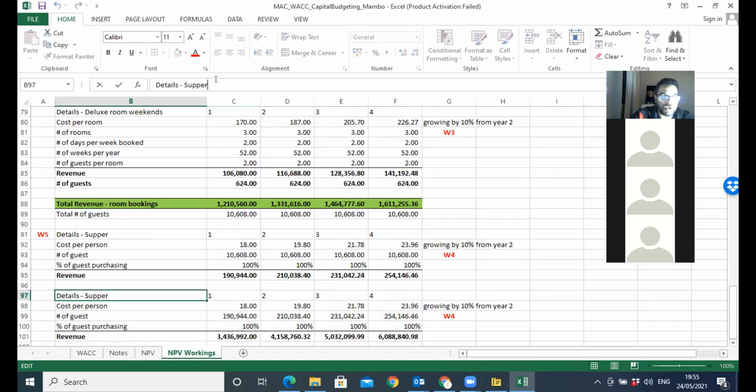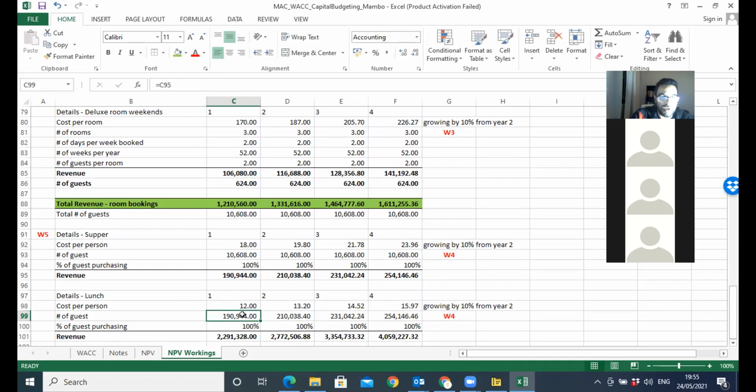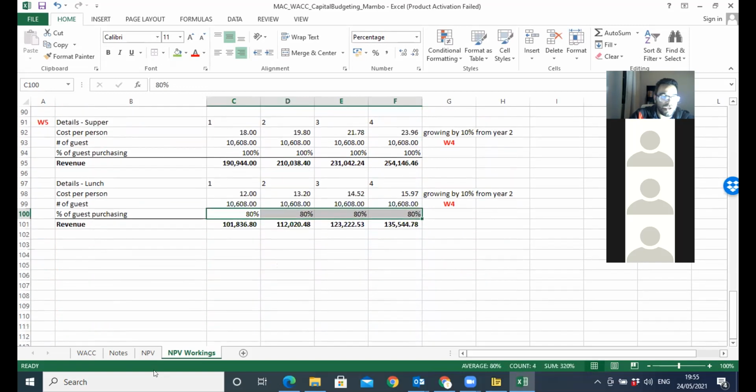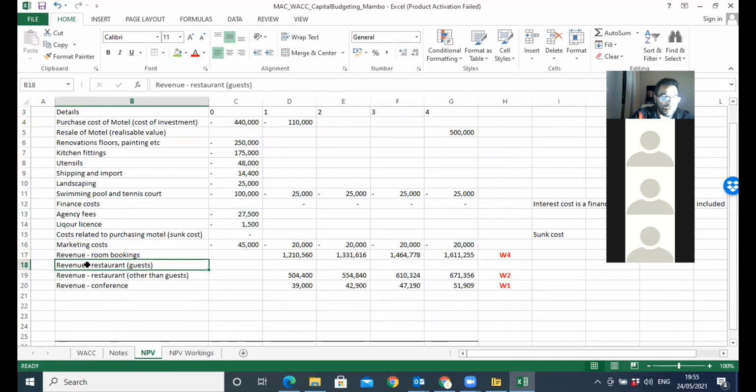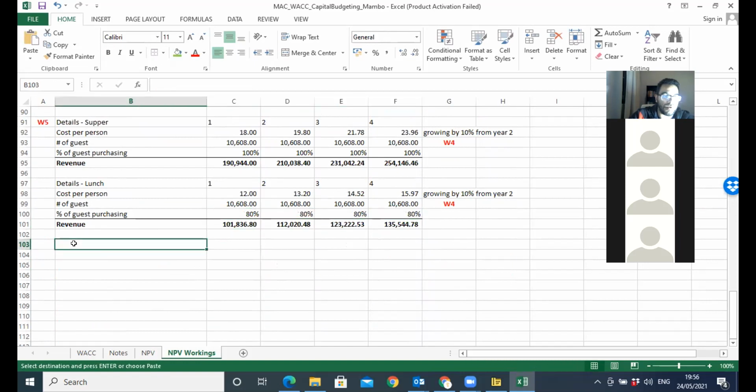And this is now lunch. It's $12 for lunch. That's what we know. The number of guests is the same, but in this case, only 80% will be buying. So there we go. Now we can get total revenue.